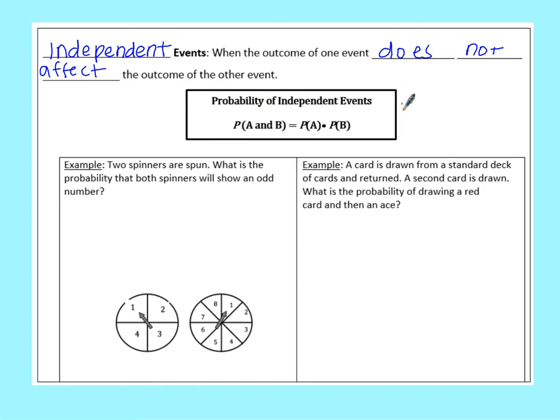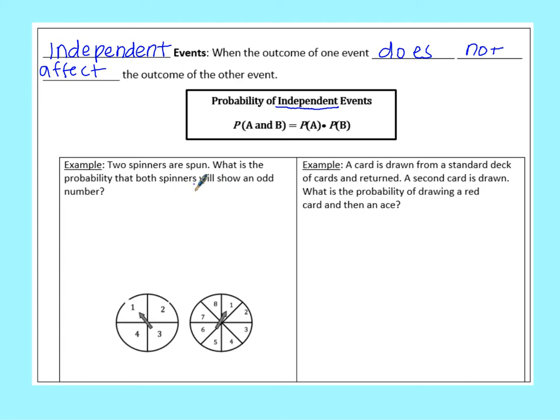Down here we have our rule for the probability of independent events. Once you've decided it's an independent event, you can go ahead and use this formula. To find the probability of A and B, you have to find the probability of A and then multiply it by the probability of B.